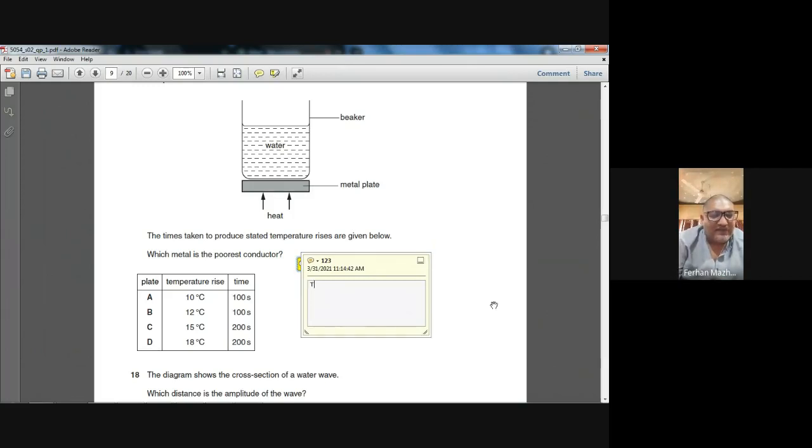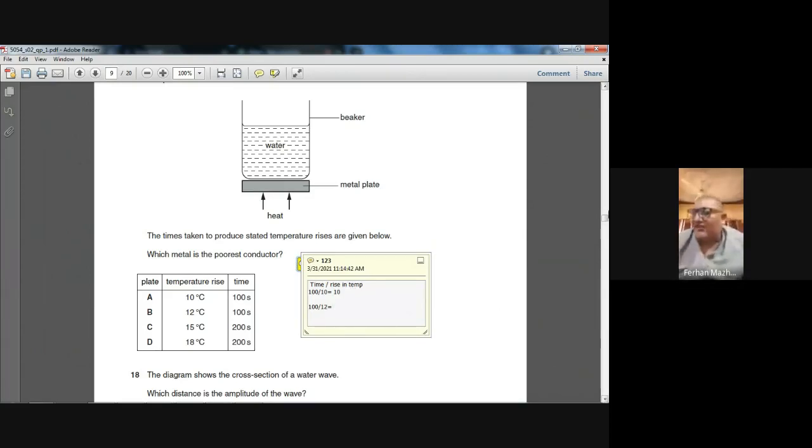So what I will write is time divided by the rise in temperature. For all the options we will do this. For the first option it's 100 divided by 10. So you will get the time required to raise 1 degree centigrade. Whichever has the largest answer is the poorest conductor. So 100 divided by 10 is 10. For the second option, I will write 100 divided by 12. So check how much is the answer.